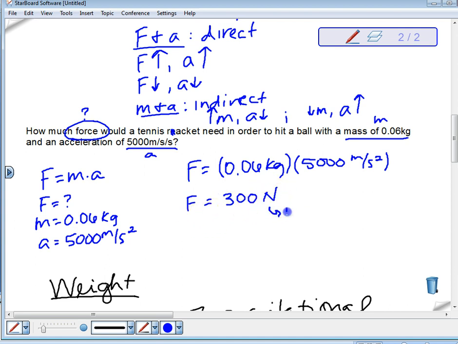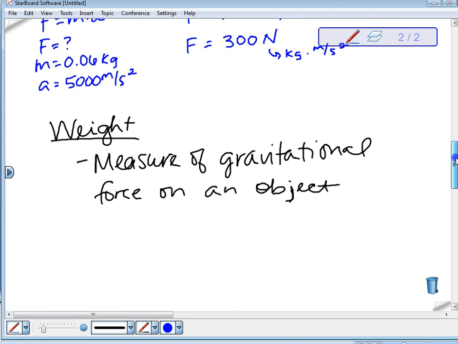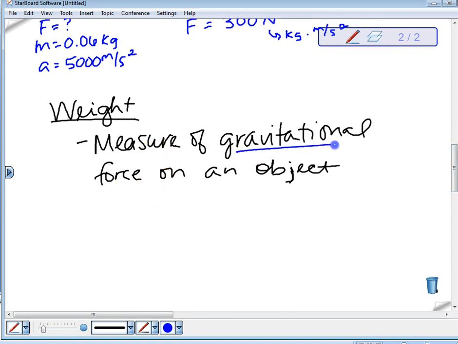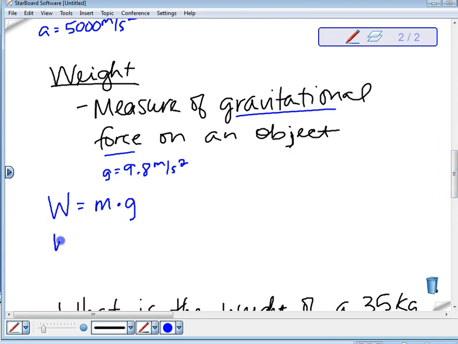Remembering that a newton is equal to kilograms times meters per second squared, which is what I have. Since weight is really just a force, it's a measure of the gravitational force on an object, we can use a similar equation for weight. We know that the acceleration due to gravity is 9.8 meters per second squared. Since weight is a force, we can say weight is equal to the mass of an object times the acceleration due to gravity, or times 9.8 meters per second squared.